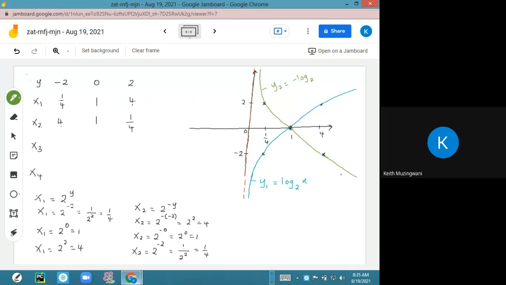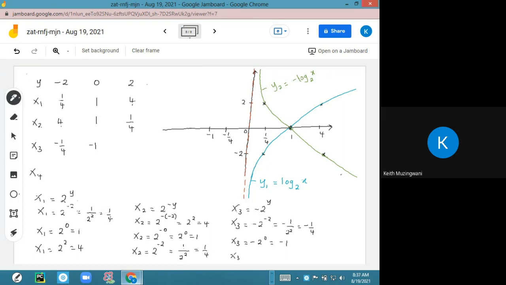Negative log 2x. Another one, what is x3? The x3 equation is -2 to the power y. So what is x3 when y is -2? We get -1 over 2 to the power 2, which is -1 over 4. So what is x3 when y is 0? We get -1.